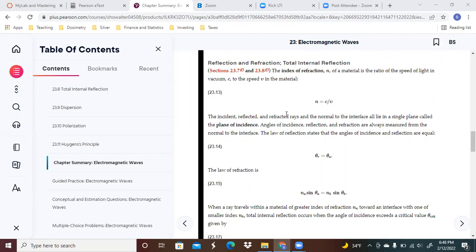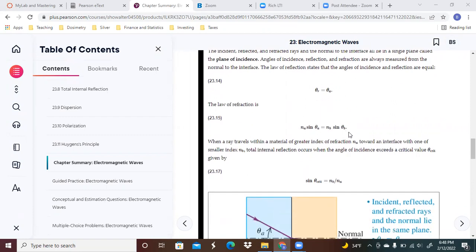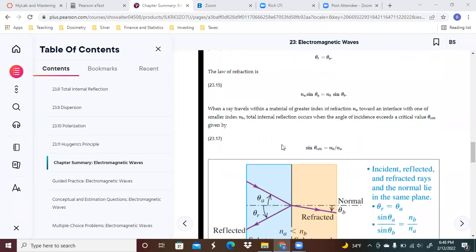So the incident, reflected, and refracted rays and the normal to the interface all lie in a single plane called the plane of incidence. Angles of incidence, reflection, and refraction are always measured from the normal to the interface. The law of reflection states that the angle of incidence and reflection are going to be equal. And again, we'll see that this is just the summary. The law of refraction is going to be a sine relationship with these angles here. And again, we'll get to that in just a second.